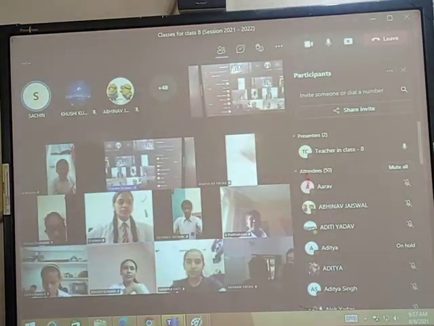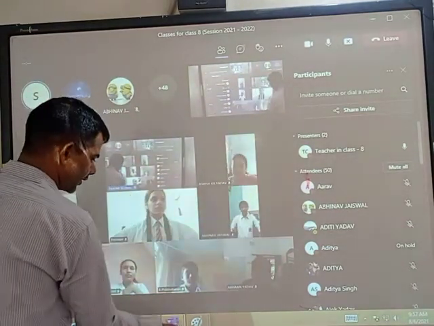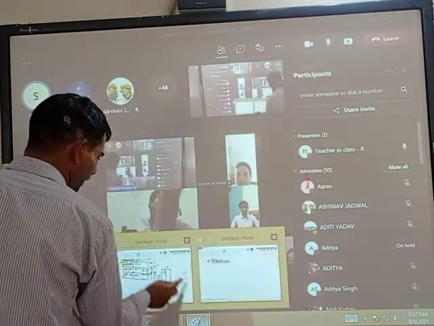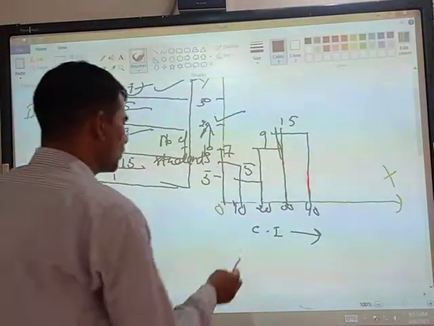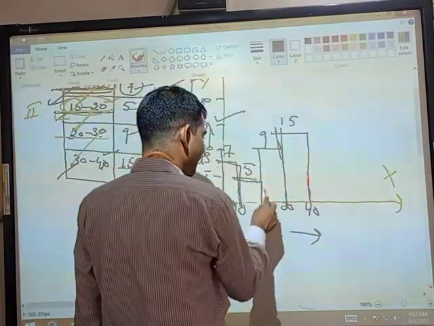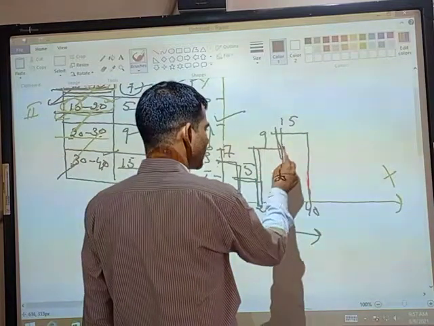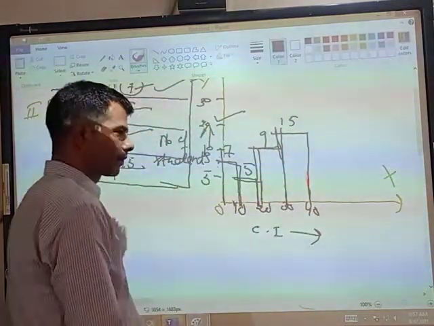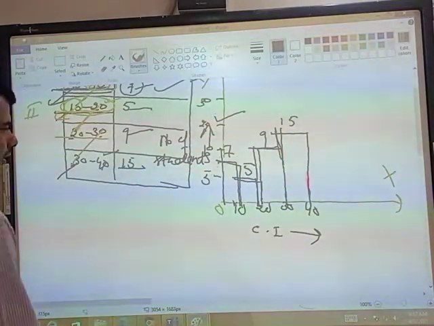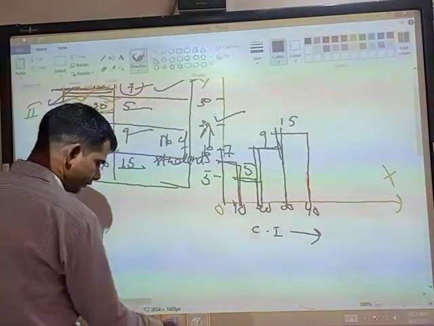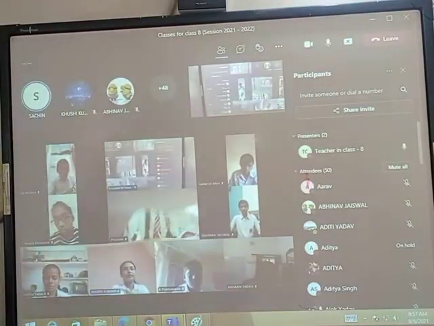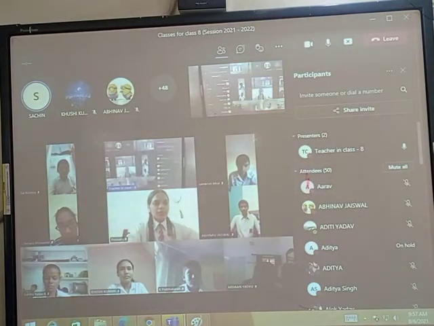In a histogram, rectangles are attached. One rectangle is attached to another rectangle. There is no gap between the rectangles. But in a bar graph, there is a gap between the rectangles. Okay?